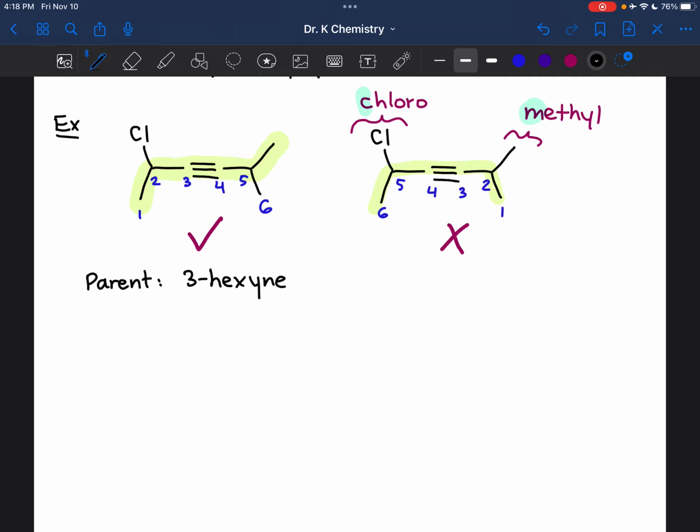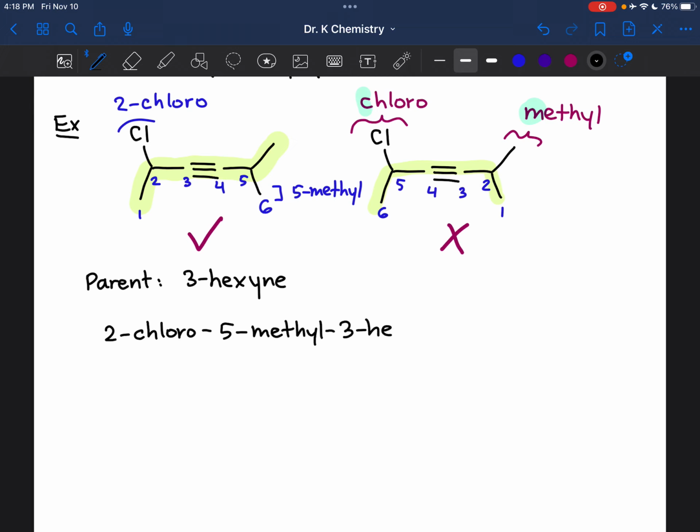And then I'm going to list my substituents. So there is a chloro group on carbon 2, that's 2-chloro. And then there is a methyl group on carbon 5. And then I'll just list those in alphabetical order. So that becomes 2-chloro, 5-methyl, 3-hexyne.